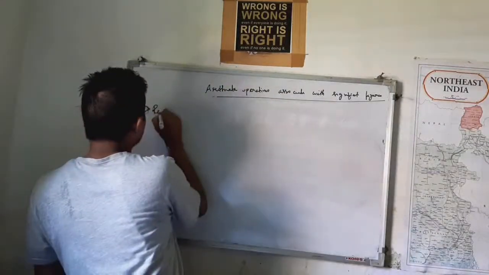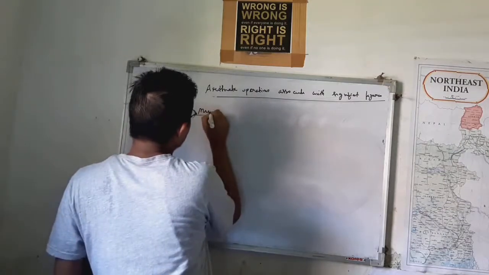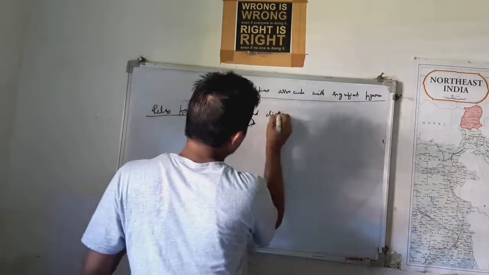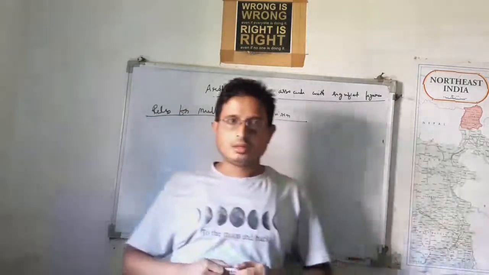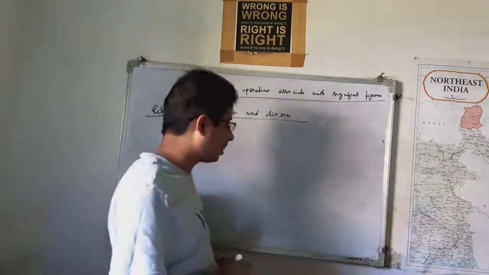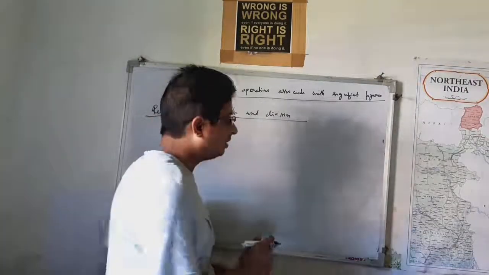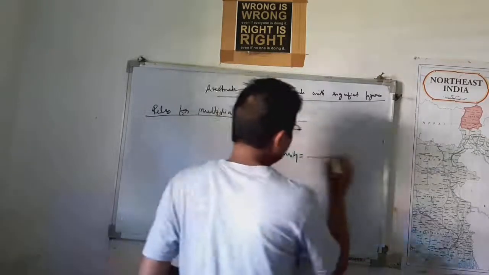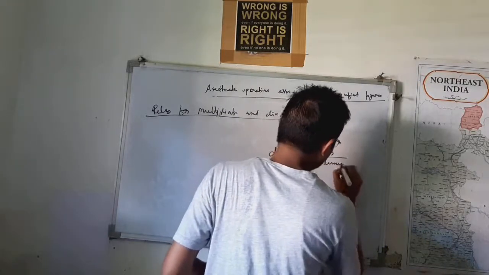Now the rules for multiplication and division. In case of multiplication and division, let's take an example. Suppose I want to calculate the density of a material. Mass density can be expressed as density equal to mass per unit volume.